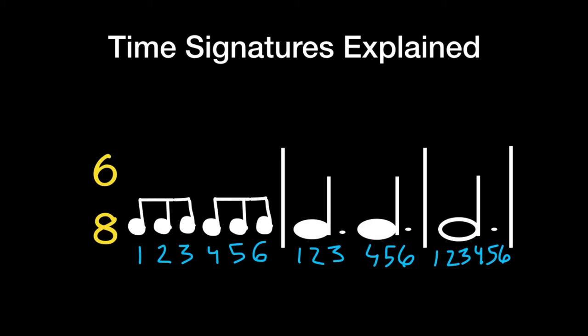But the 8th notes are grouped in 3s, and we are going to feel this music as if it is actually in 2 beats instead of 6 beats. So we will count 1, 2, 3, 4, 5, 6, 1, 2, 3, 4, 5, 6, 1, 2, 3, 4, 5, 6.